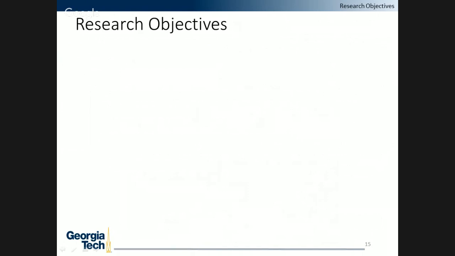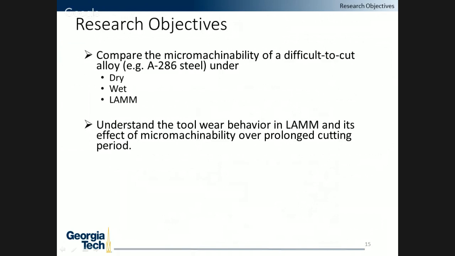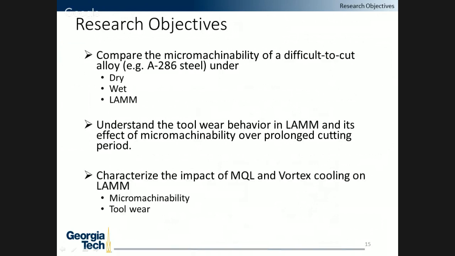So to meet where research is lacking, we've come up with these research objectives. The first is to compare the micromachinability of a difficult to cut alloy. And for this research, we've chosen A286 steel. And we'll be studying its micromachinability under dry, wet, and LAM to have a systematic comparison. The next objective is to understand the tool wear behavior in LAM and its effect on micromachinability over a prolonged period of cutting. And the last objective is to characterize the impact of M2L and vortex cooling on the micromachinability and tool wear.